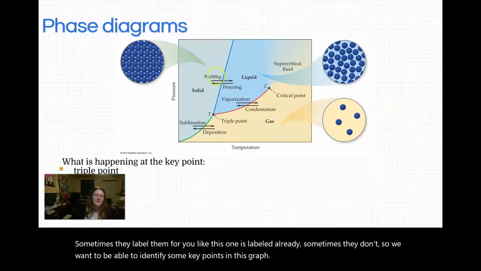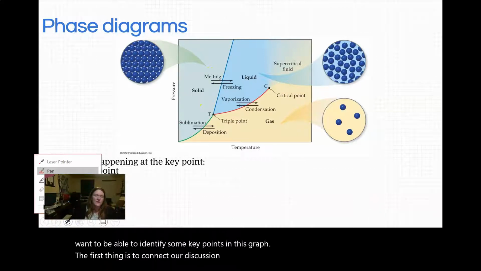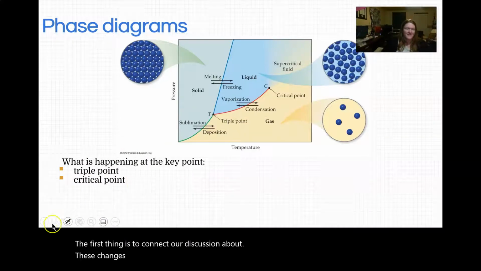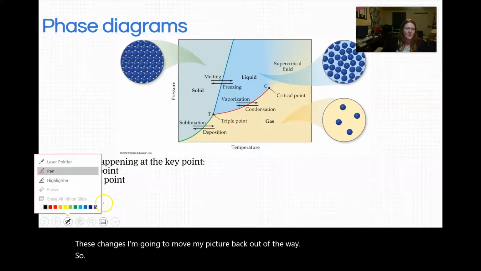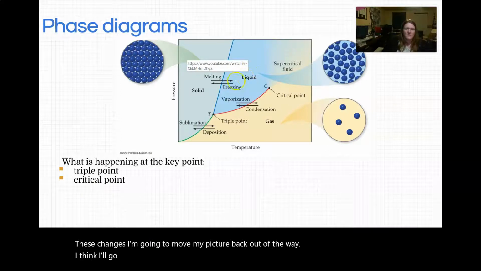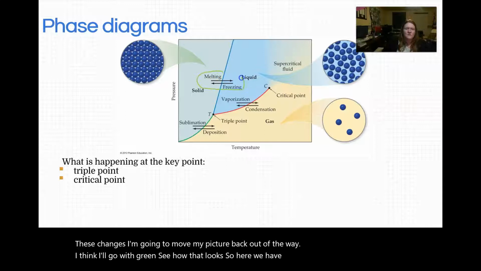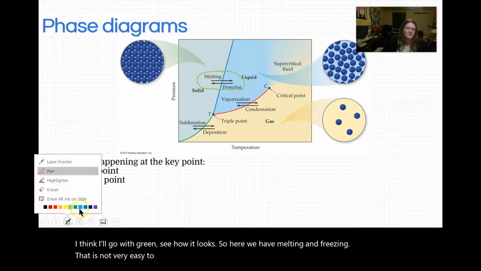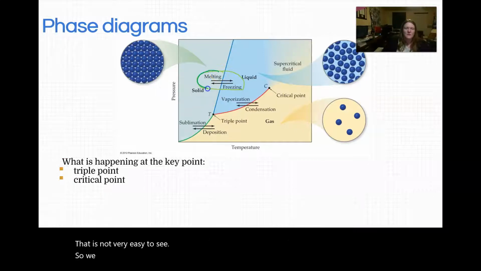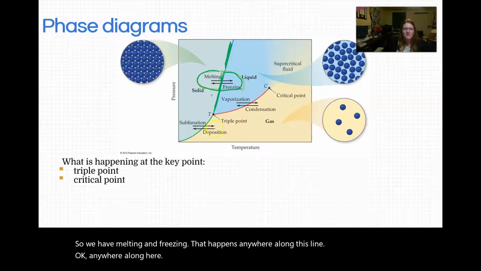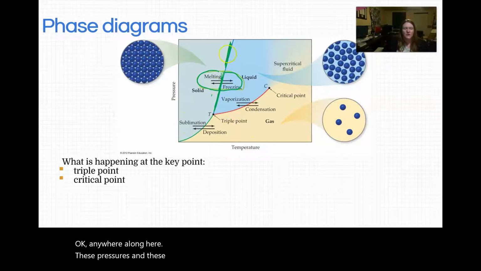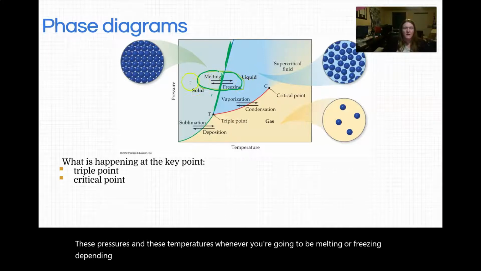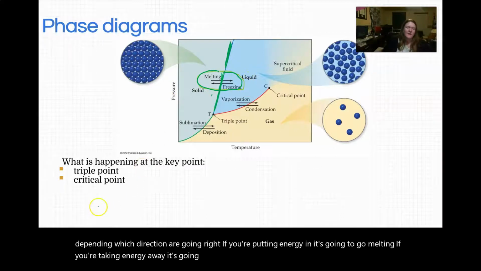The first thing is to connect our discussion about phase changes. I'm going to move my picture back out of the way. I think I'll go with green. See how that looks. So here we have melting and freezing. We have melting and freezing that happens anywhere along this line. Okay? At these pressures and these temperatures, whenever you're there, you're going to be melting or freezing, depending which direction you're going, right? If you're putting energy in, it's going to go melting. If you're taking energy away, it's going to go freezing, like that.